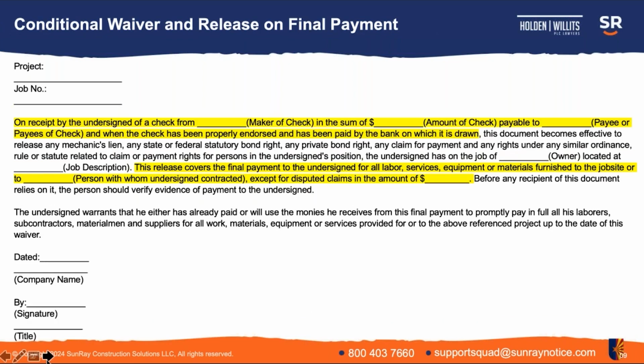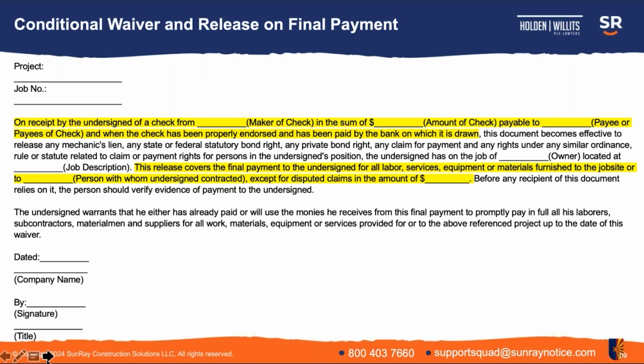So those were the progress waivers. Now we're going to jump onto the conditional waiver on final payment. Again, as this is a conditional waiver, in the first highlighted section, it makes the release provided for in the waiver conditional upon, number one, the receipt of the check, and a confirmation that the check has cleared the bank on which it's drawn. So before this is operative, those two conditions have to be met.